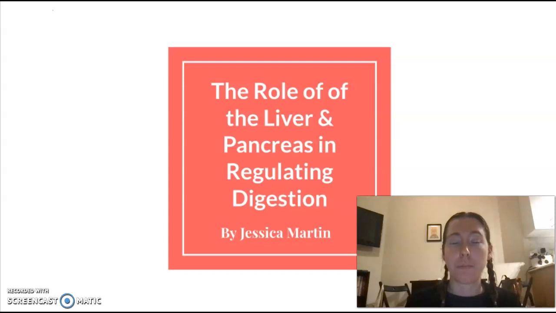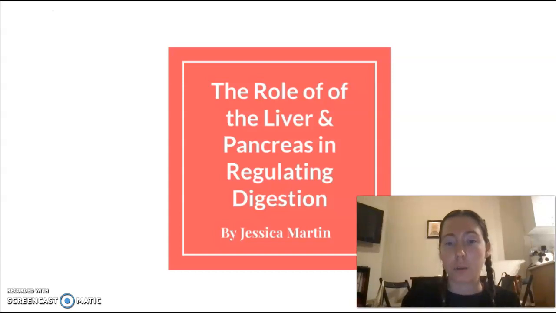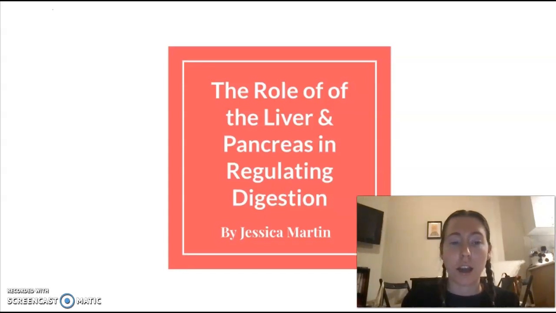The portion that I decided to focus on was the role of the liver and pancreas in regulating digestion. So we'll go ahead and get started in taking a look at that.